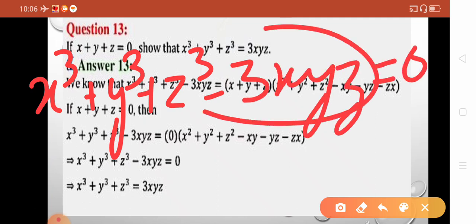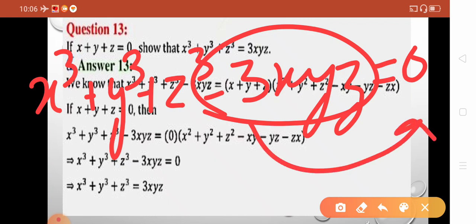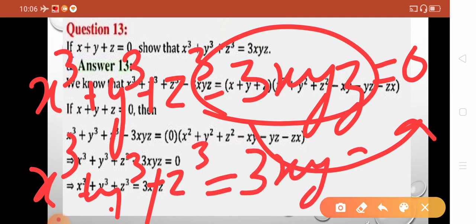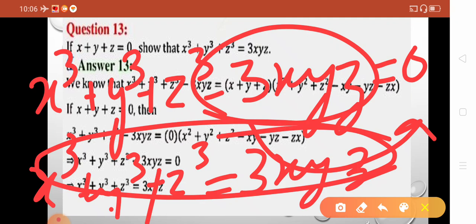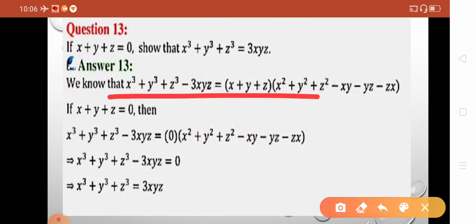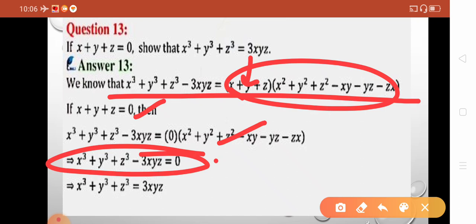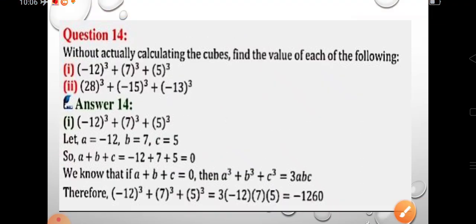Now you will take this value to the right hand side, and you will get x cube plus y cube plus z cube equals 3xyz. This is what we have to prove. So we have taken this formula, this value equals 0, that means this complete value will become equal to 0. So we have x cube plus y cube plus z cube minus 3xyz equals 0. So we will have x cube plus y cube plus z cube is equal to 3xyz. Clear? Next one.